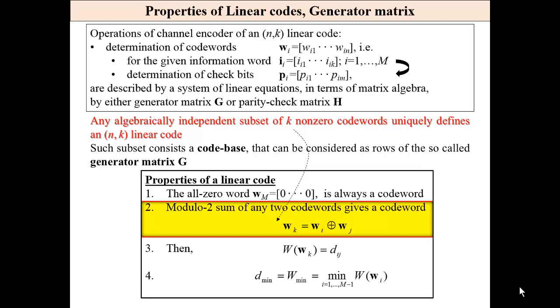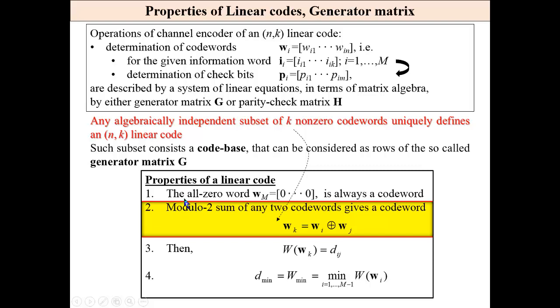Operations of a channel encoder of the (N,K) linear code is a determination of code words for the given information word, determination of check bits. K is the length of the information word, and then, based on this word, determination of M check bits. Now, this is the operation of the channel encoder. And this operation is described by the system of linear equations in terms of matrix algebra by either a generator matrix or parity-check matrix. And I will present you both approaches.